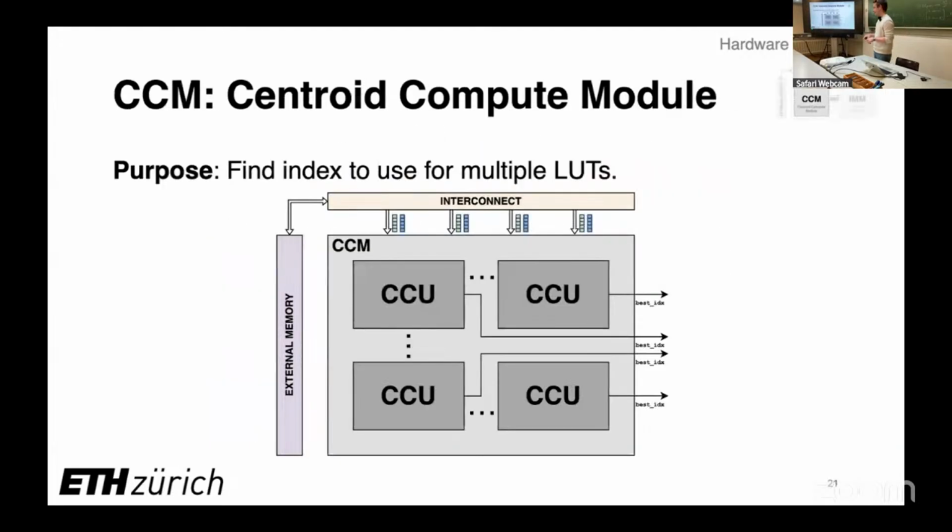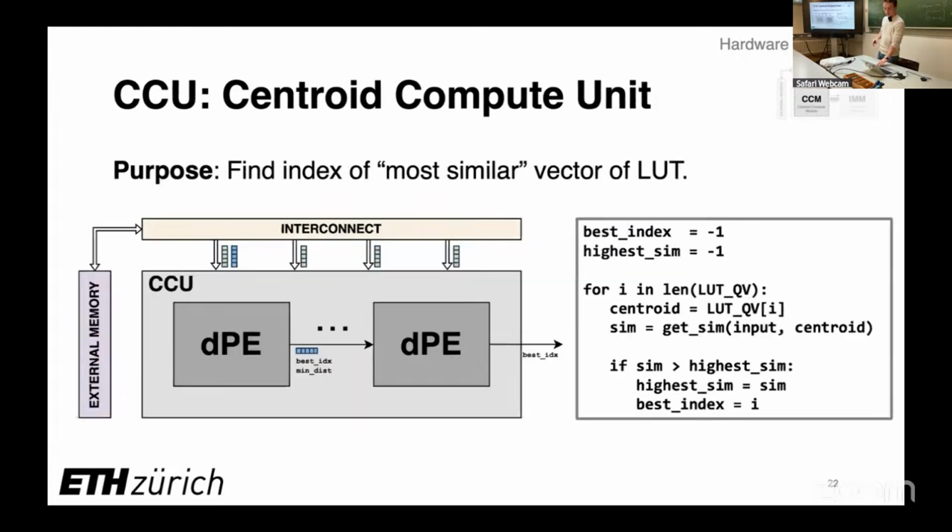So inside the CCM are CCUs, the centroid compute unit. And as I said, the goal of the CCM is to find the index to use. So it has the input data and then the hash for each row. And it can perform computation in parallel, of course, because the big matrices in the model are separated into sub-matrices. And then inside the CCU is a number of chained DPEs, distance processing elements.